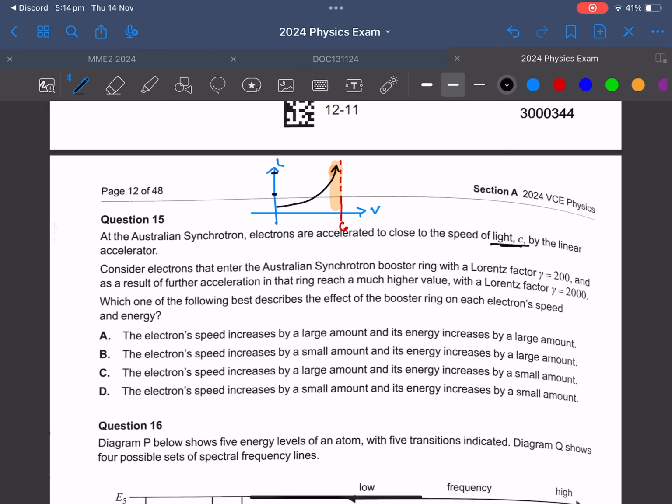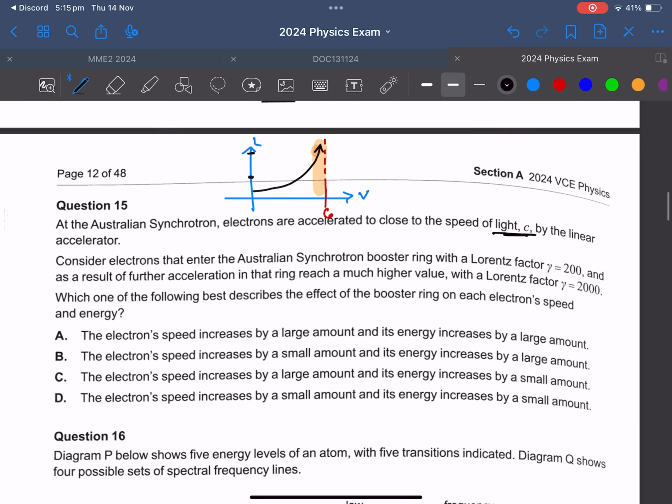Okay, what is this question? The electron speed increases by a large amount and energy increases by a large amount. The electron speed increases by a small amount, energy increases by a large amount. The electron speed increases by a large amount, energy increases by a small amount. The electron speed increases by a small amount, energy increases by a small amount.